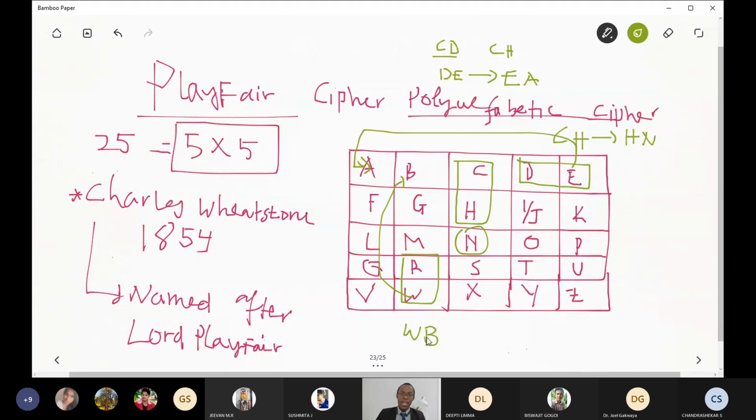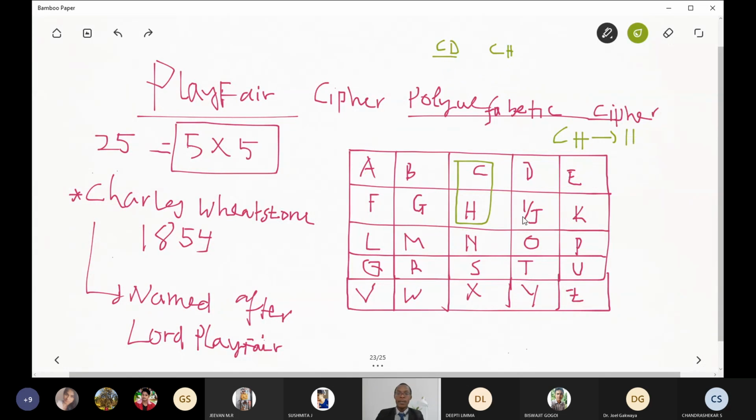If the two letters are in a different column and a different row, what will you do? I'll give you an example. For example, you have the plain text duo A and G. What will be the ciphertext letters?